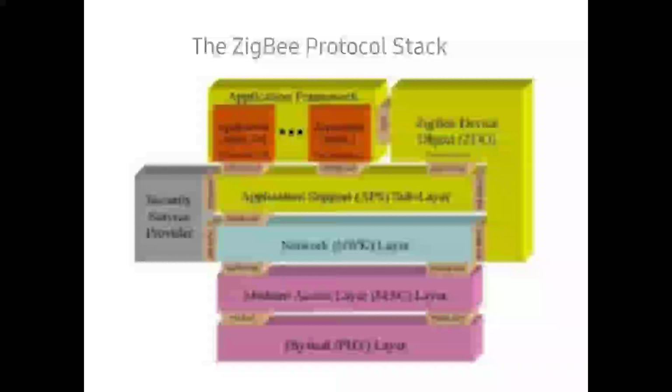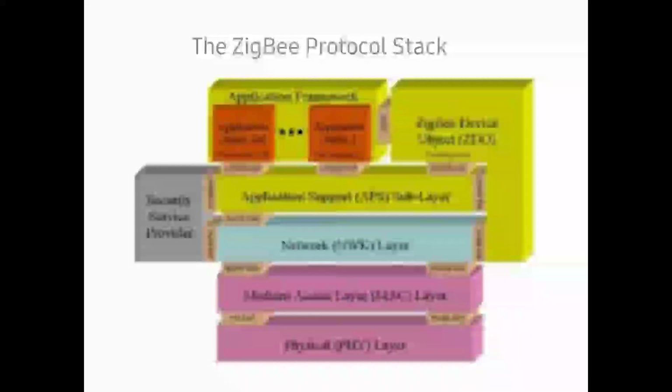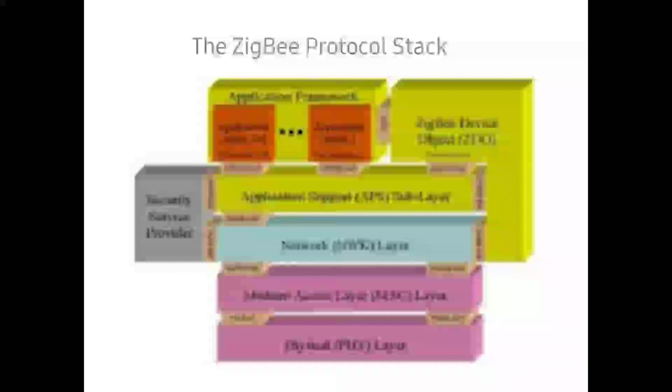ZigBee protocol stack. ZigBee consists of layers on top of the IEEE 802.15.4 physical and MAC layer. Each layer performs a specific set of services for the layer above. Each service entity provides an interface to the upper layer through the service access point.